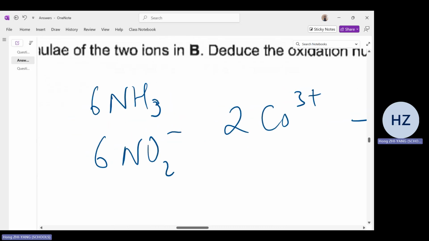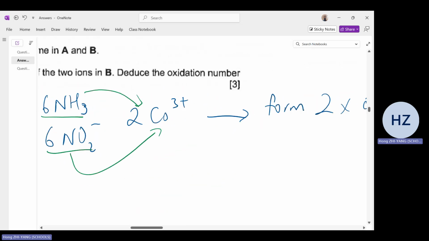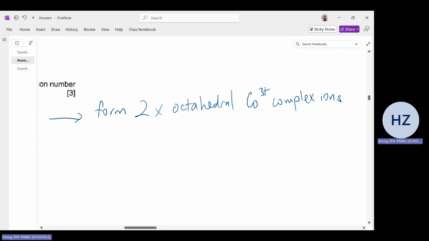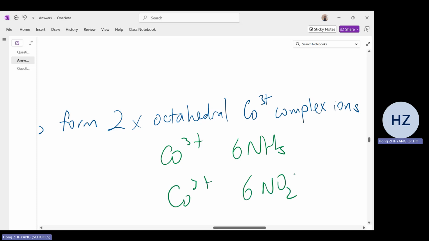When you times 2 everything, and you learn that cobalt technically can form a 6 coordinated complex ion, that means you can take these 6 and form a complex with 1 cobalt 3 plus, and then take another 6 and form the next 6 coordinated transition ion, right? Complex ion, right? Then you roughly know how to form the next formula already. You take 1 cobalt with 6 ammonia and try to turn it into a complex ion, and then take another cobalt with the other 6 nitrite and form the other one.